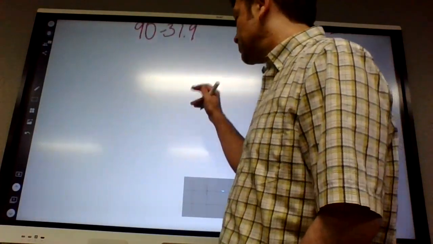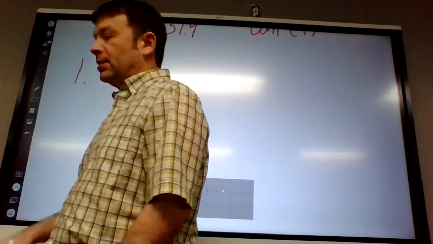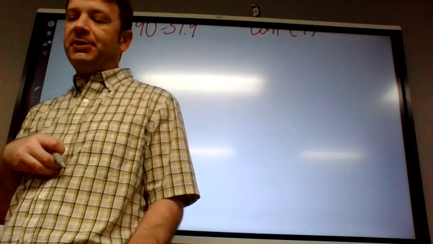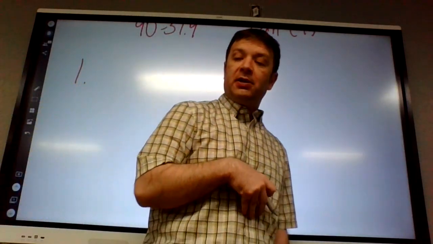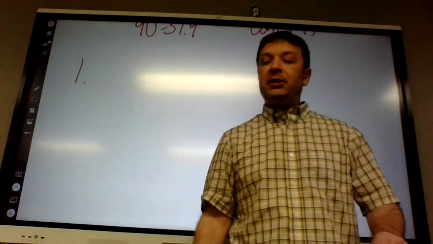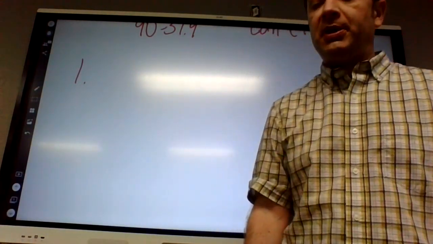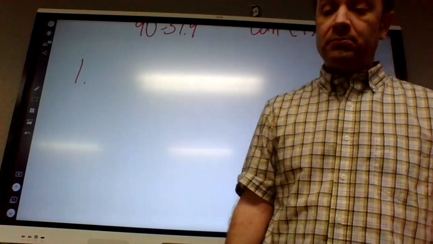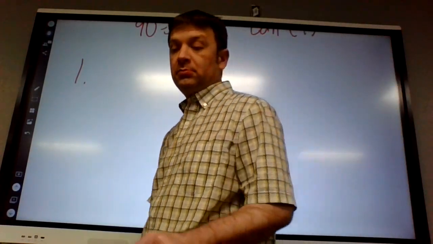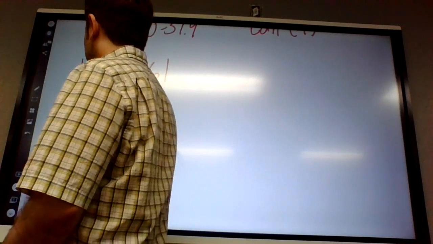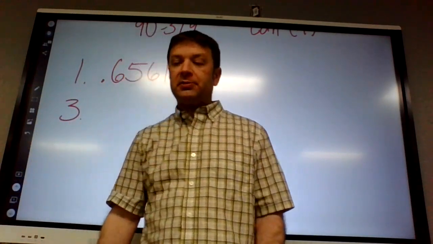Number 1 says sine of 41. Use a calculator to find a decimal approximation to 4 decimal places of each trigonometric ratio. So you just plug that in your calculator. Let's all try it, make sure we got the right buttons pushed. Sine of 41 equals what? 0.6561. Make sure you round correctly the last digit, or I'll take points off.